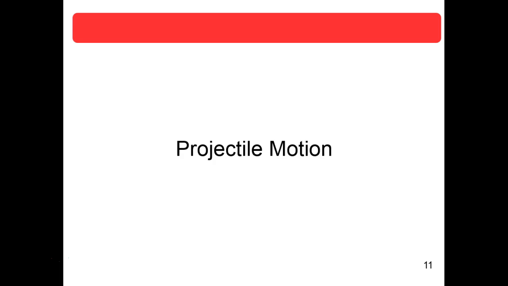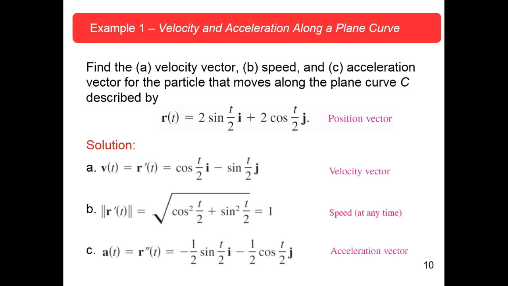I guess I should go back to that one. It's not going to be pretty anywhere, but we put it here. As I said, it started up here at 2 because when t is 0, sine is 0, so i is 0, and j is 2, because cosine of 0 is 1 times 2 is 2.